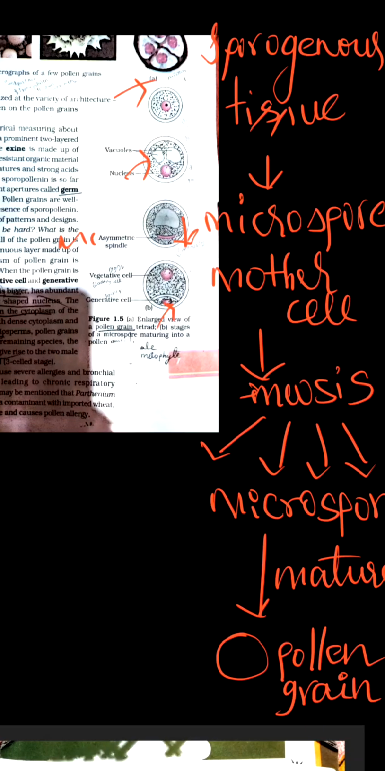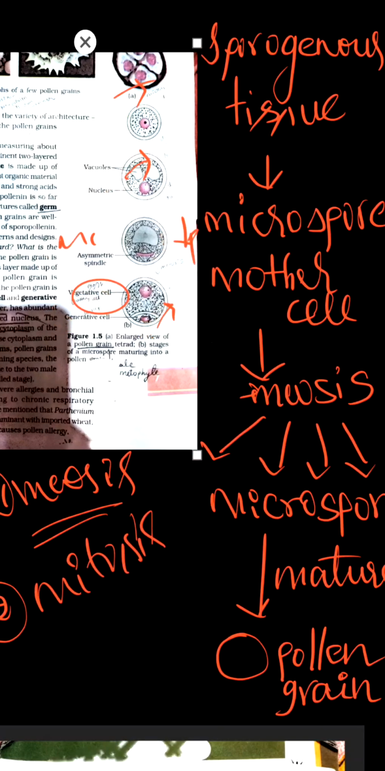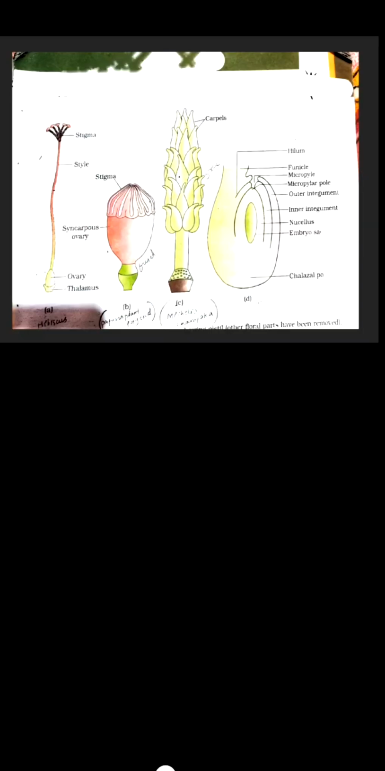So the pollen grain itself is not a male gamete. Inside the pollen grain, the generative cell will once again undergo mitosis and produce the two male gametes. Hence, to make a male gamete, it should undergo one meiosis and two mitoses. Where does it undergo mitosis? Here one mitosis and here one mitosis. So one meiosis and two mitoses are required for making the male gametes.